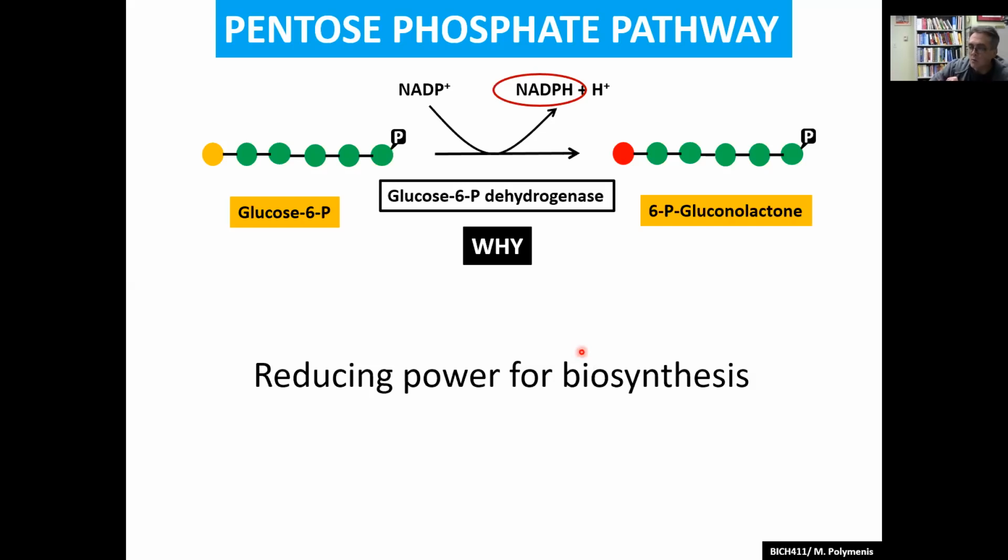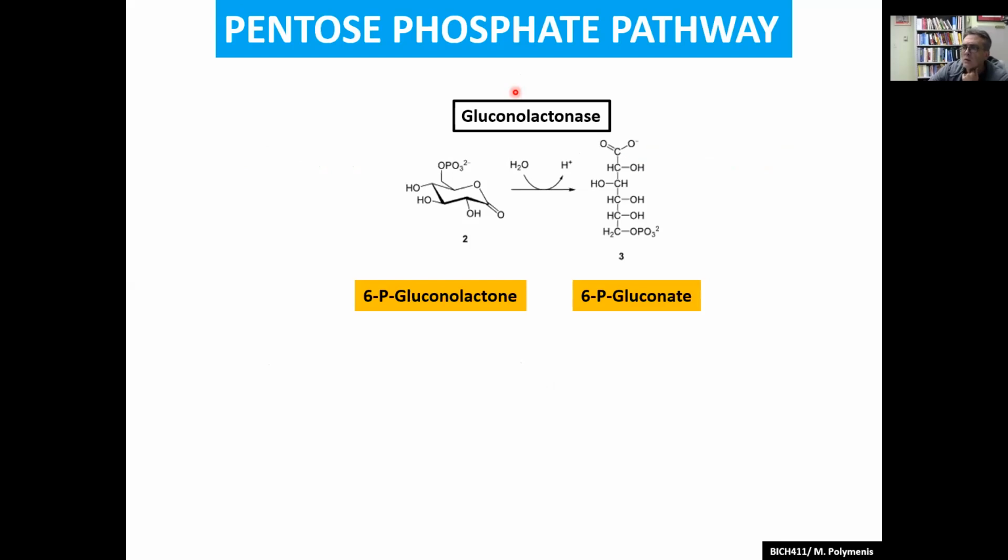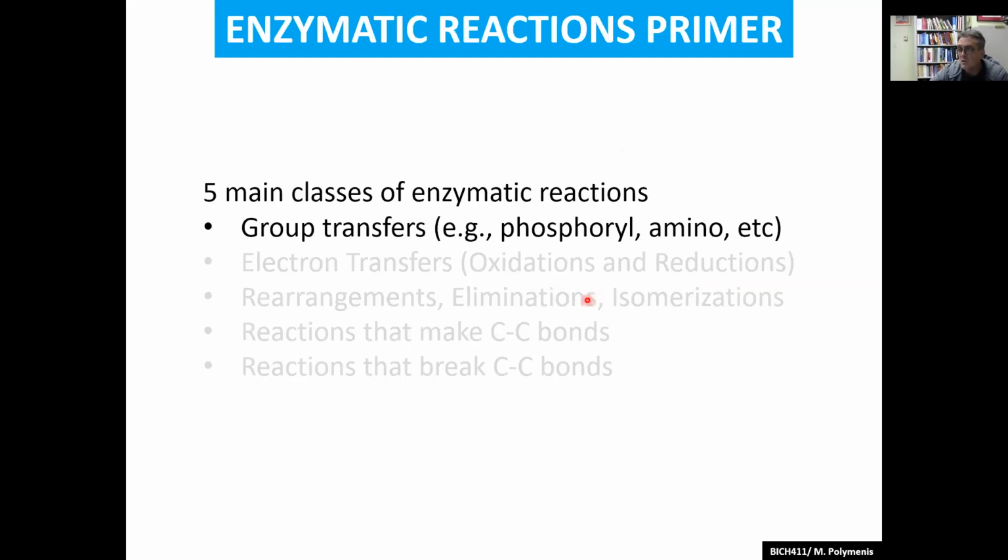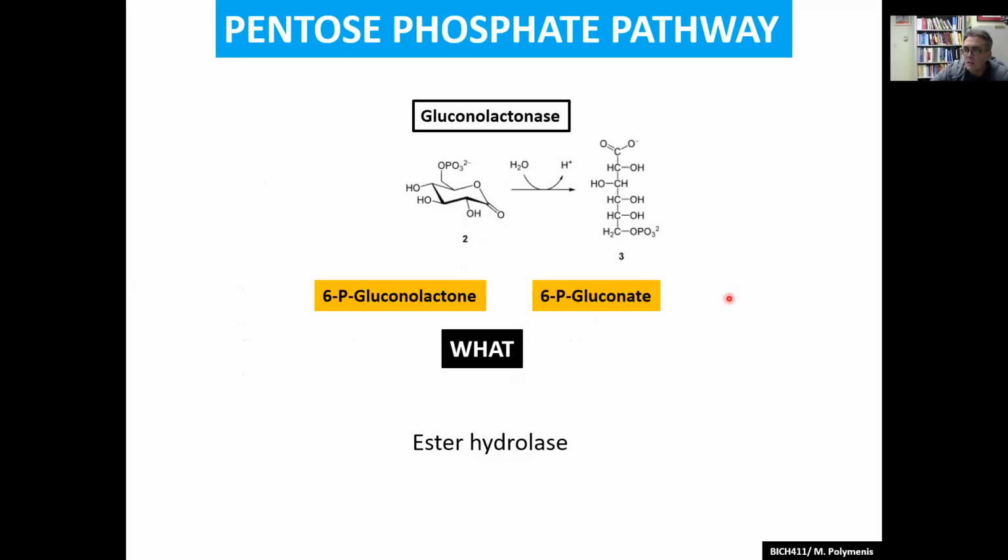So why bother? Well, we got reducing power. That's one of the major goals of the pentose phosphate pathway. So we got our NADPH, or one of them. We're going to get more, which of course is reducing power for biosynthesis. Then what happens is the following. Gluconolactone is hydrolyzed. Okay, we have a very simple, straightforward hydrolysis to get 6-phosphogluconate. What is that? Of course, it's a group transfer. In this case, it's the hydroxyl group of water. And it's just a general hydrolase.